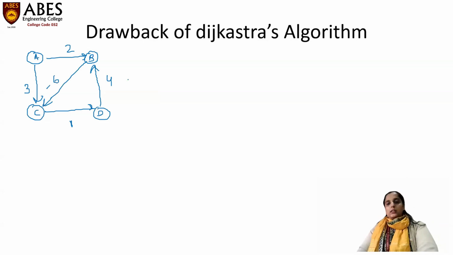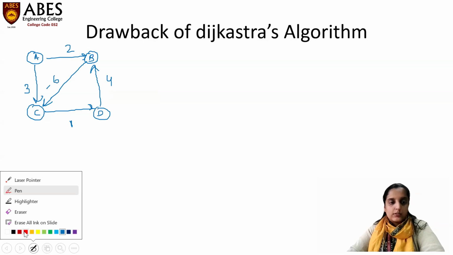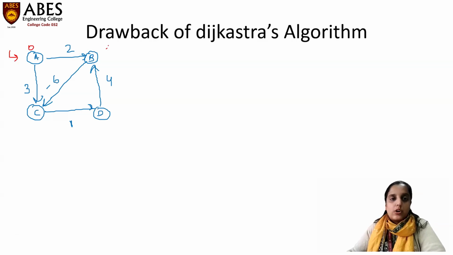Let's take this simple example and try to perform Dijkstra's algorithm on this particular graph. Let's take different colored pens so that it will be easier for you to understand. First, we'll initialize this as our source vertex, so its value will be 0. All other values will be infinity. We'll keep it on fast track because we know how to solve this.